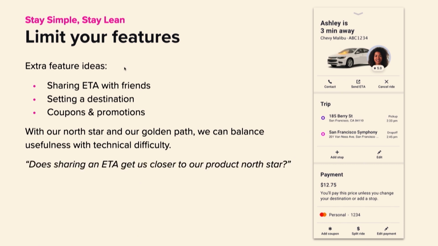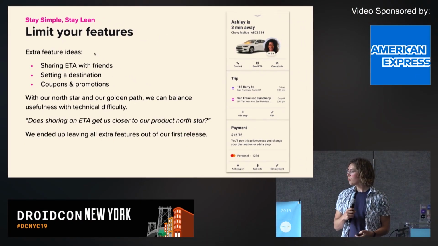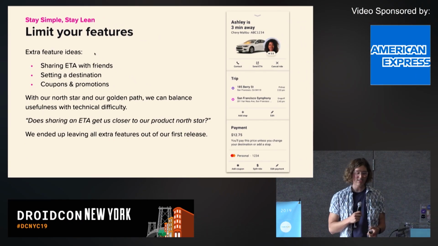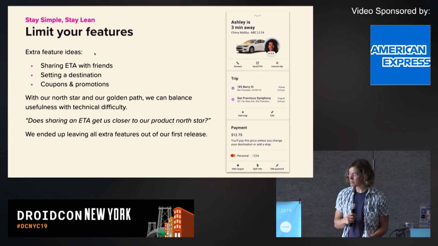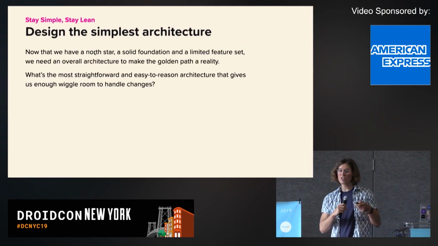So for that, it was like, hey, how hard is it to build sharing an ETA versus how much does this actually solve the user need that we were initially aiming for? And it was fairly straightforward. It doesn't actually solve the user need at all. So it's not that we're not going to do it. It's just not going to be prioritized at the current time. So now we've actually limited our features.